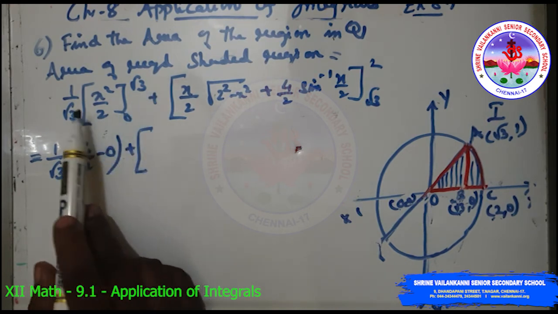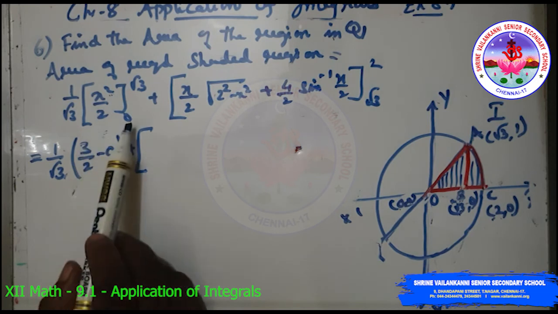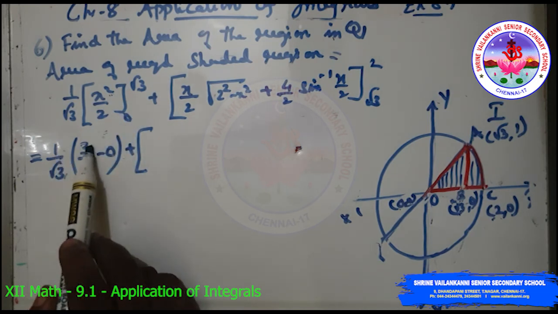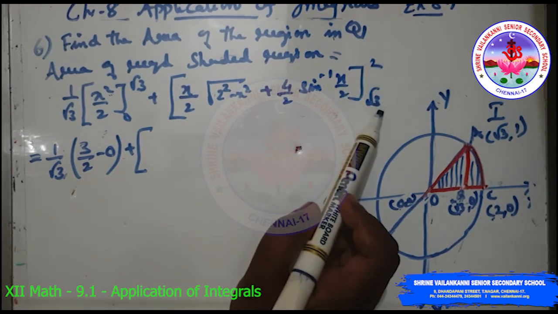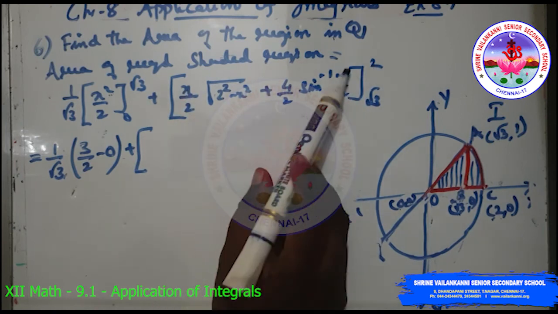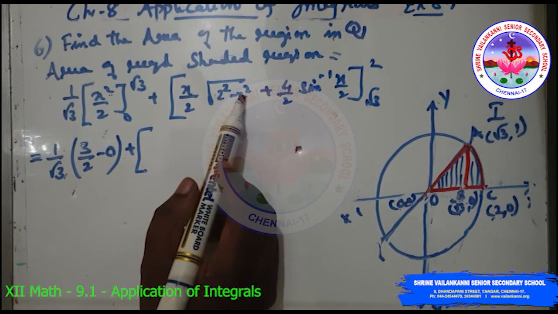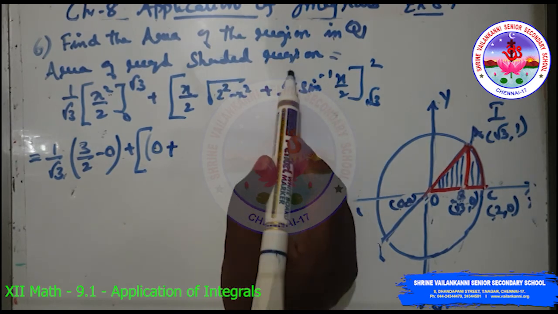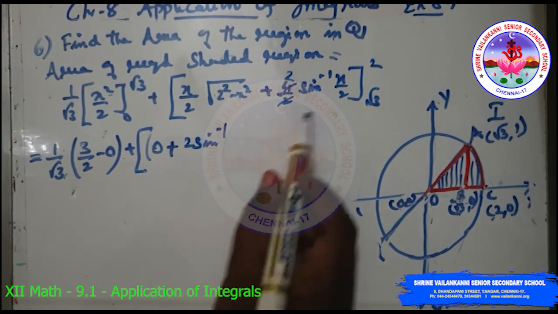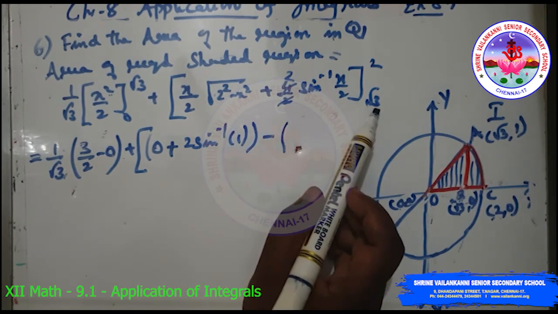So upper limit minus lower limit for 1 by root 3. Here x is root 3, whole square is 3, so 3 by 2. Lower limit is 0. So 1 by root 3 into 3 by 2 minus 0. Plus here the upper limit is 2 and the lower limit is root 3. So upper limit minus lower limit: 2 by 2, which is 1, and root of 2 square minus 2 square, which is 0. So 0 plus, cancelling this, we get 2 times sine inverse of 2 by 2, which is 1, minus the lower limit. Lower limit we have root 3.